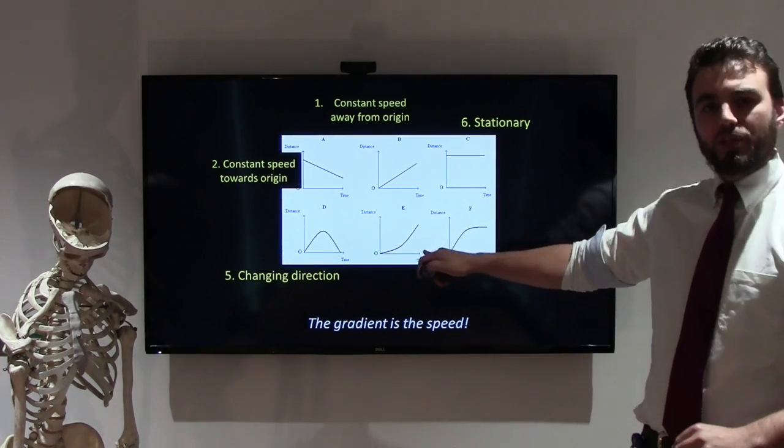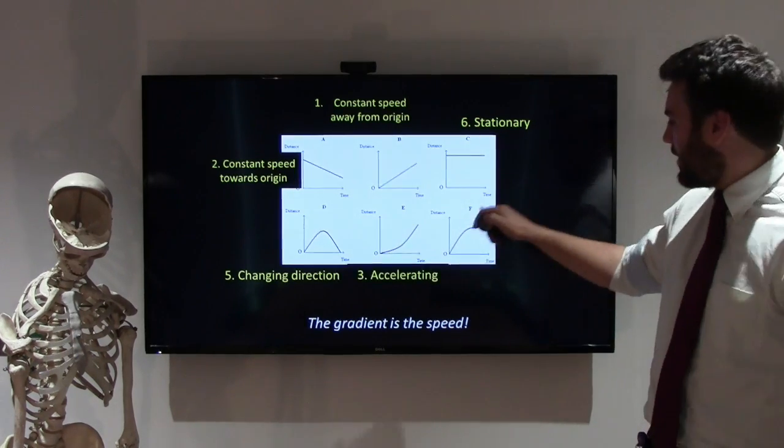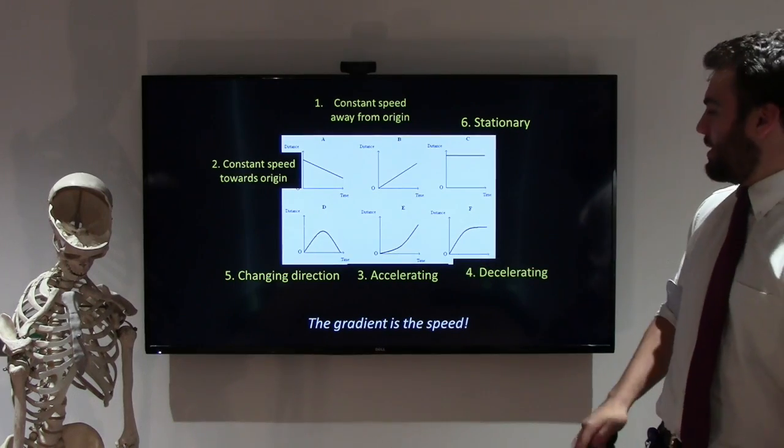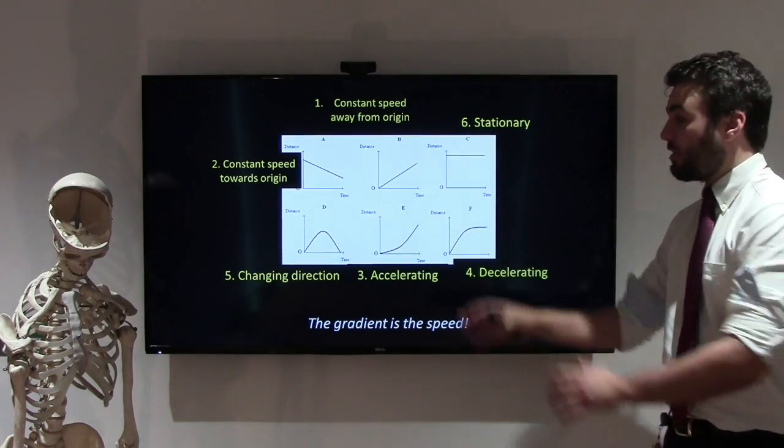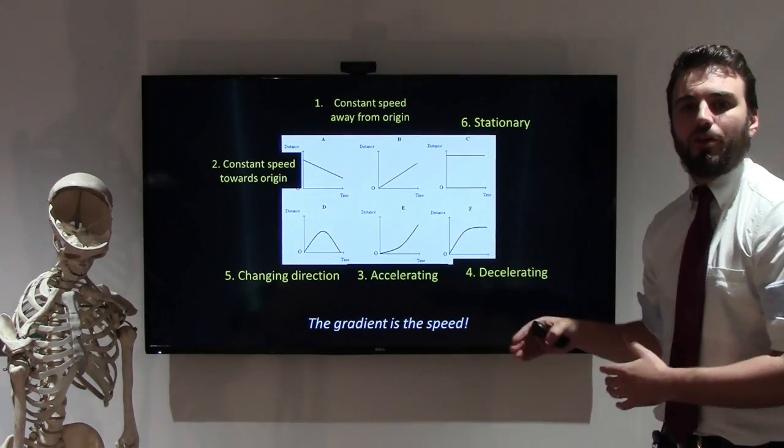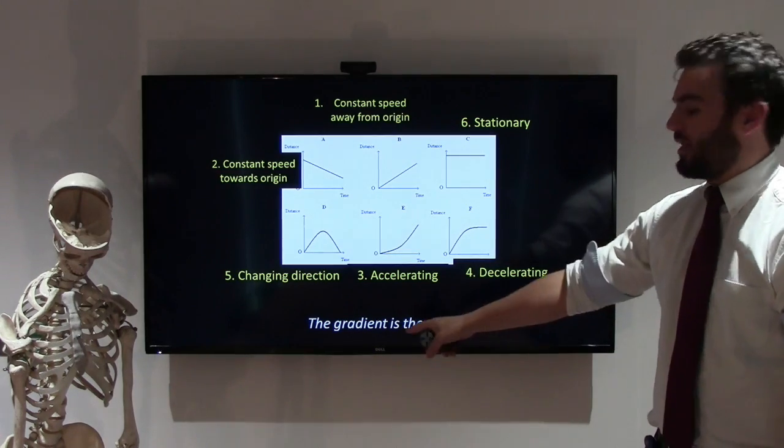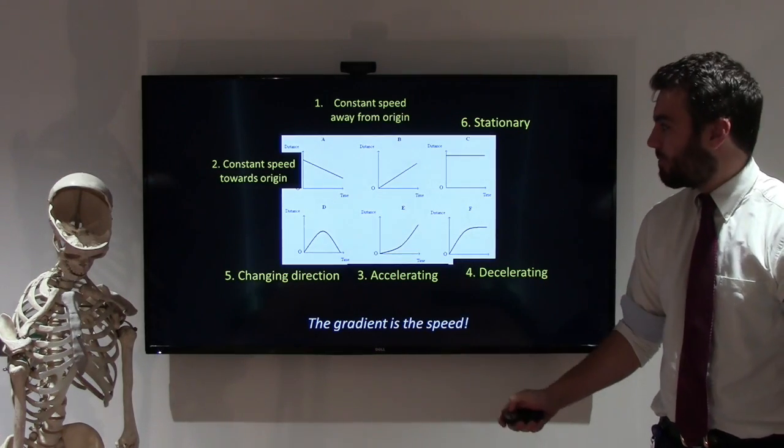What's happening to my gradient on this one? It's going up, so I must be accelerating. My gradient's going down, so I must be decelerating. Obviously, it could be a combination of these, one after the other, and you could look at the different sections. The key is the gradient is the speed.